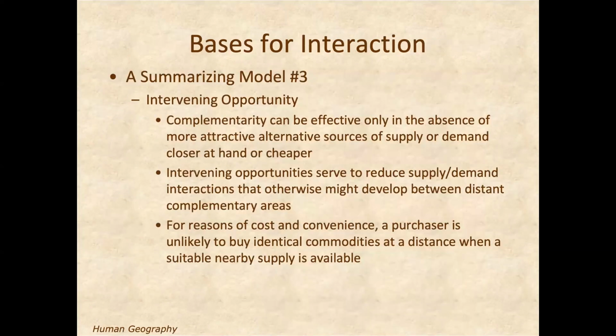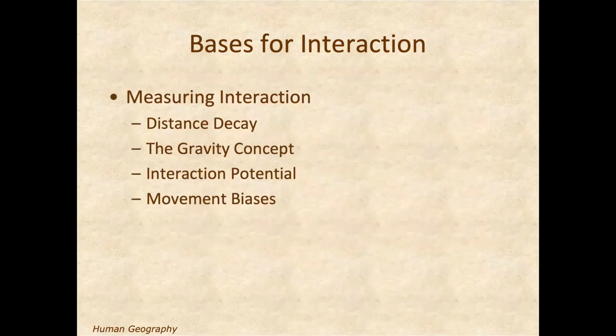Finally, number 3 would be an intervening opportunity. Although complementarity can be effective only in the absence of more attractive alternatives, an intervening opportunity serves to reduce supply-demand interactions that otherwise might make distance an issue, okay? So that's the idea there. You want to measure things like interaction, the idea of decay with distance, and other such movement interaction issues. So I'll leave that up for you to look into in the book.